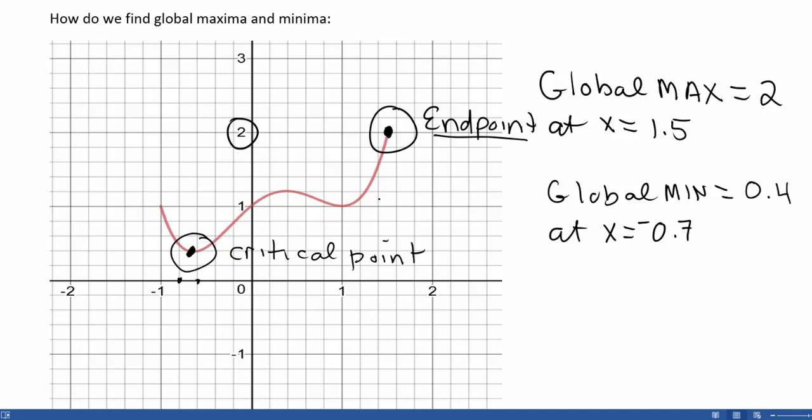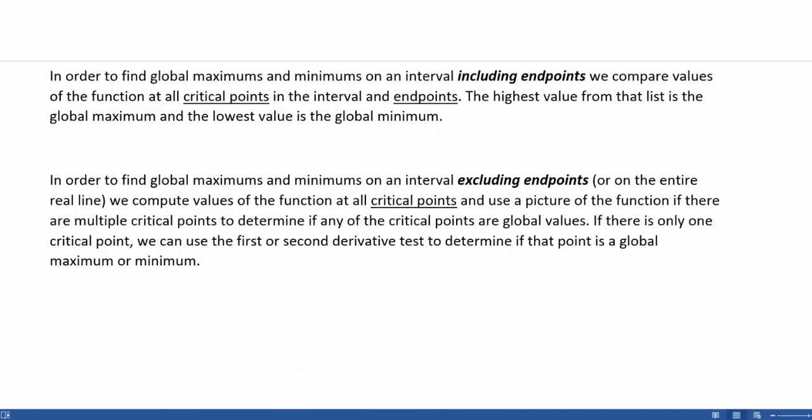So let's take a look at how we're going to define the process by which we're going to find these global maximums and global minimums. In order to find a global maximum and minimum on an interval including endpoints, we're going to compare values of the function at all the critical points in the interval and all the endpoints. So what that means is that we're going to take every single endpoint, we're going to find where that happens in terms of the independent value, so the x values, and all the places that critical points occur in the interval that's given in terms of their x values.